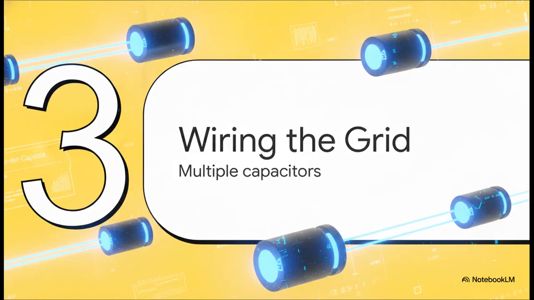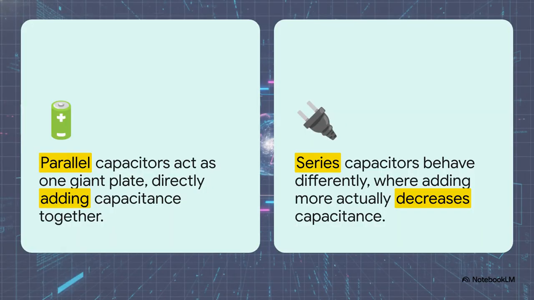Okay, let's look at Section 3, wiring the grid. When we wire capacitors in parallel, we're essentially creating one giant capacitor plate. The overall capacitance just adds up perfectly. Simple, right? But when we wire them in series, one after the other in a line, they behave fundamentally differently. The equivalent capacitance is actually calculated inversely. This means that adding more capacitors in a series circuit actually decreases the overall system capacitance.